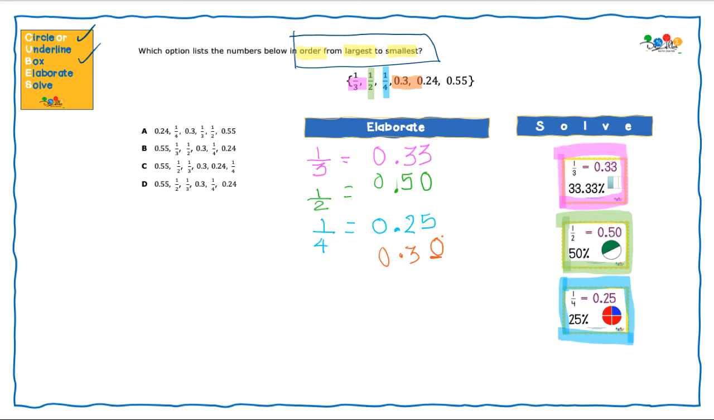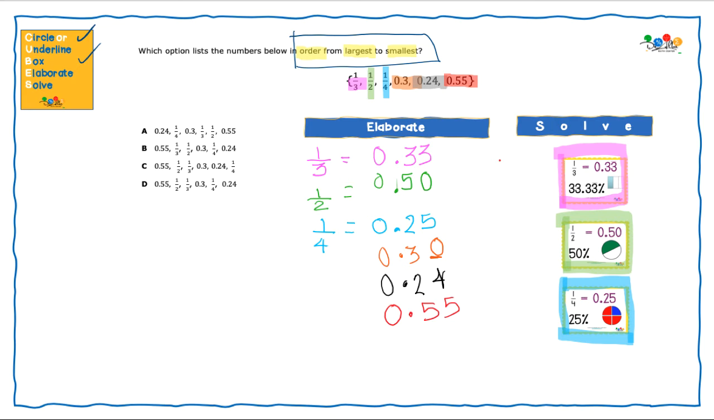Okay, let's go with another number. I'm gonna do 0.24, and also that one is in decimal, so I'm just gonna line up the point for that one, and that's 0.24. And we have a last one, and the last one is 0.55. I'm gonna do that in red. Line up the decimal point, and that's 0.55.